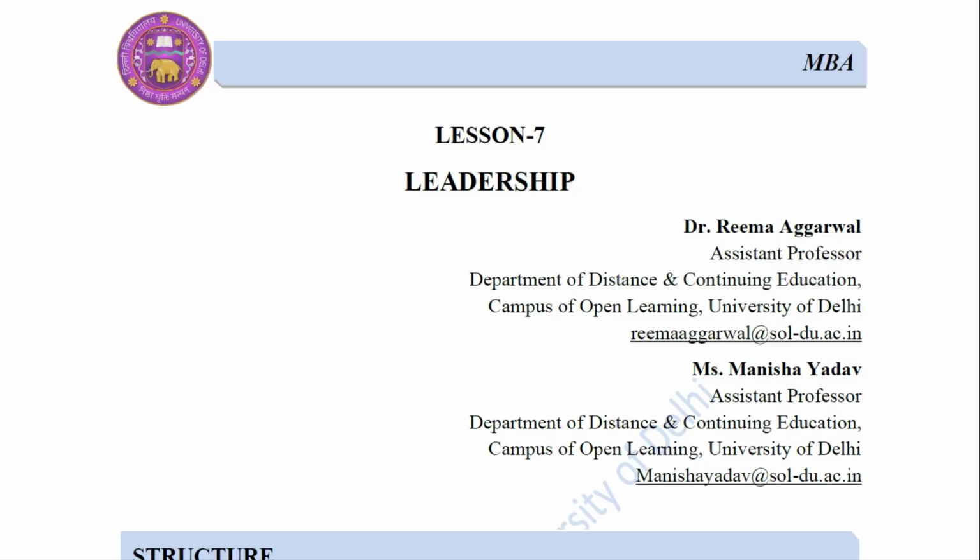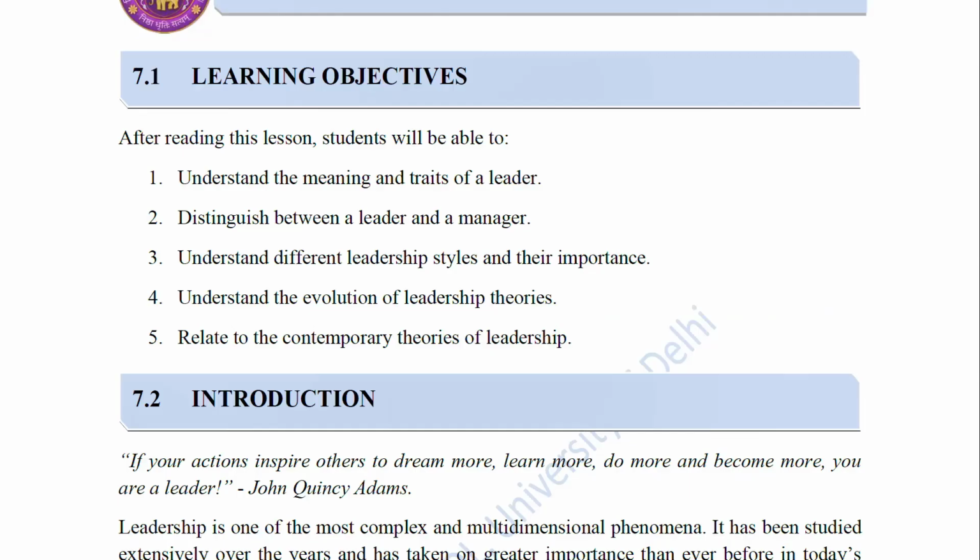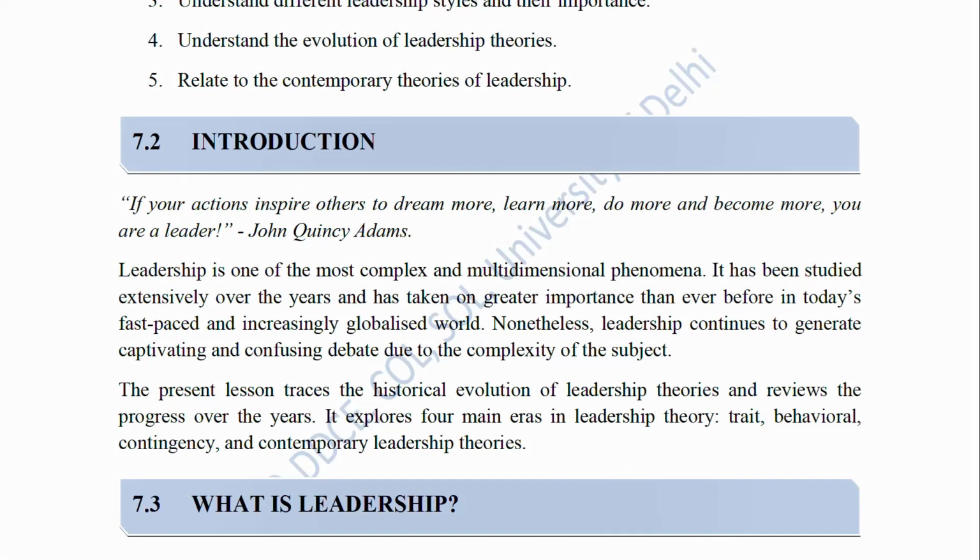Lesson number 7, Leadership. 7.1, Learning Objectives. After reading this lesson, students will be able to: number 1, understand the meaning and traits of a leader. Number 2, distinguish between a leader and a manager. Number 3, understand different leadership styles and their importance. Number 4, understand the evolution of leadership theories. Lastly, relate to the contemporary theories of leadership.